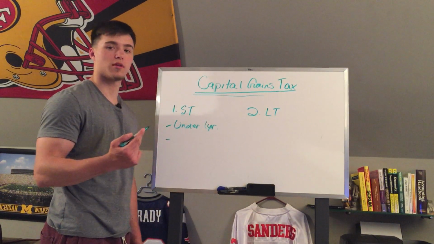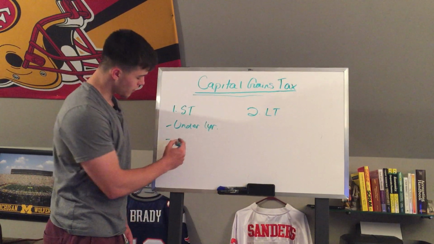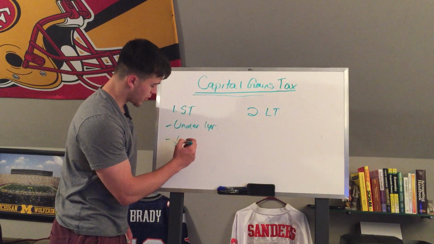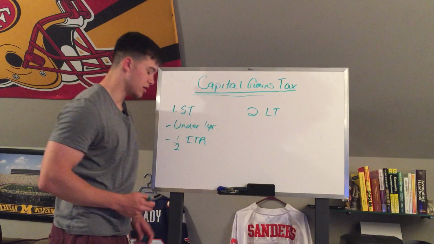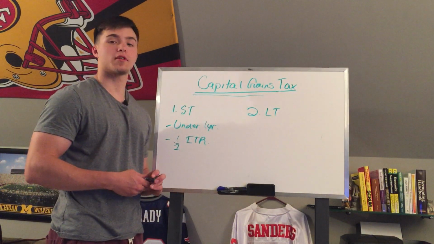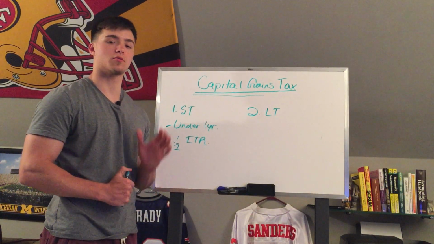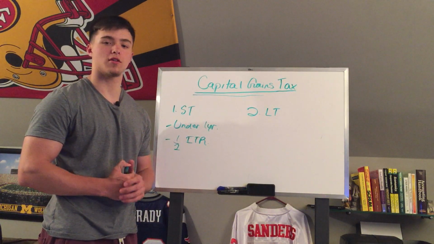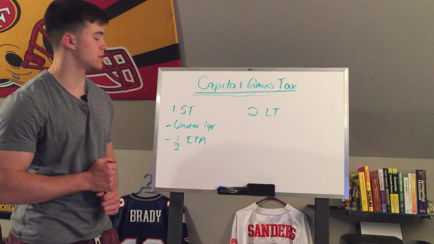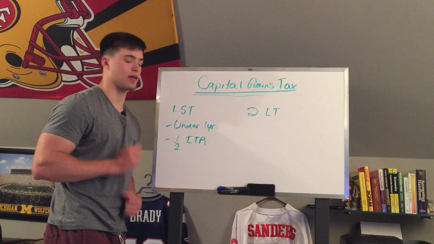So let's say it was a 20% rate. I'm just going to write this down for you real quick. Half of income tax rate, ITR. So half of your income tax rate, let's say in this case 20%, so it would be 10% because that's half. So 10% of $500 is $50. So you're going to have to pay $50 in capital gains tax on that gain, guys.